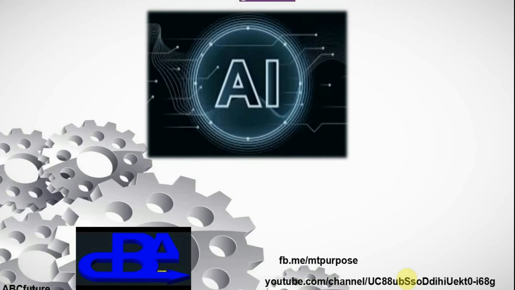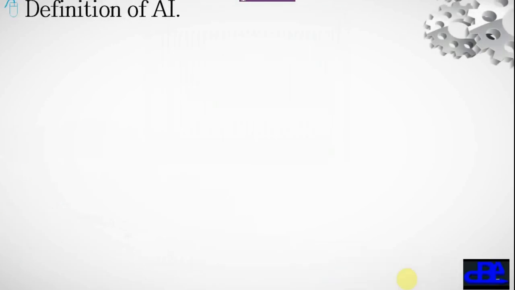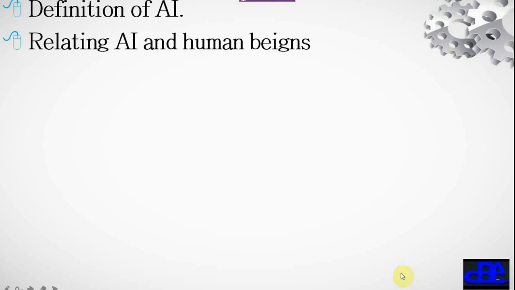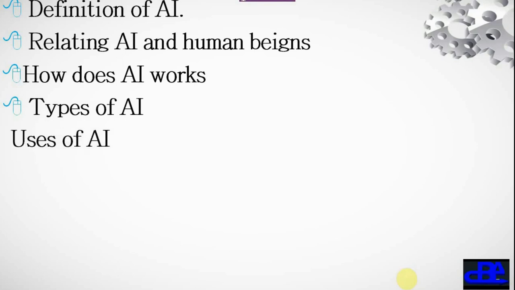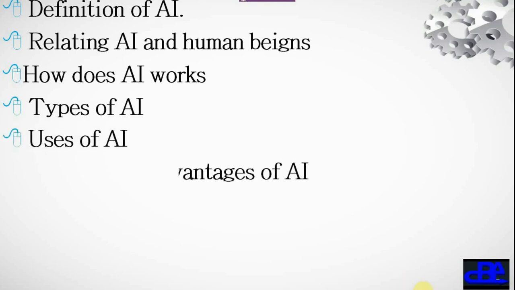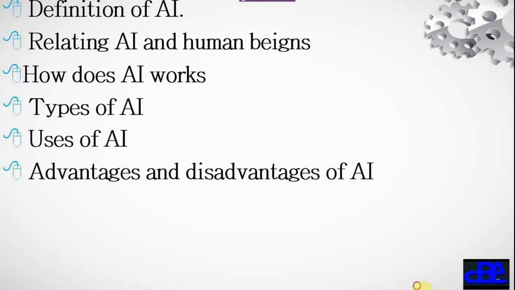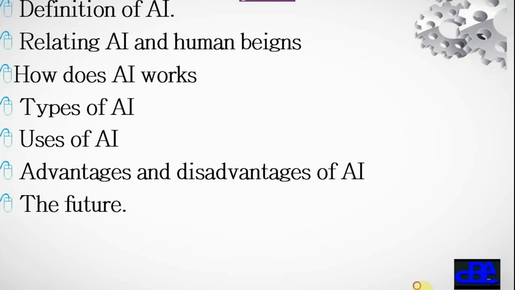I'm going to explain everything connected with AI. We're going to start with the definition of AI, then talk about relating AI and human beings, then explain how AI works. From there we talk about the types of AI, then the uses of AI, then the advantages and disadvantages of AI, and go into the future.